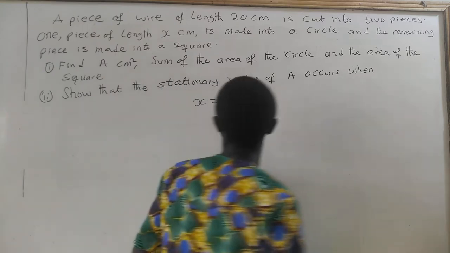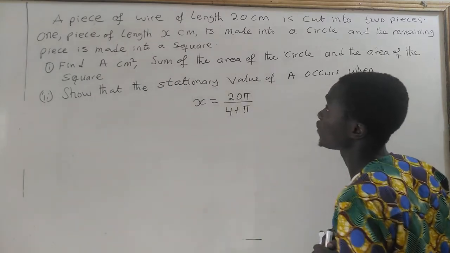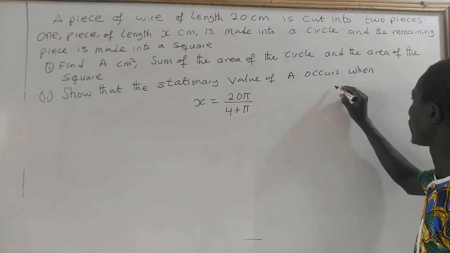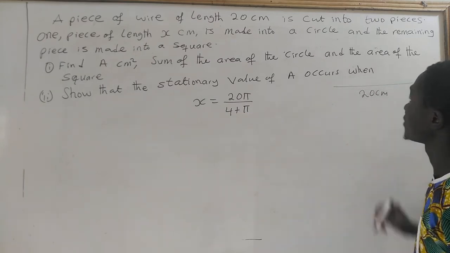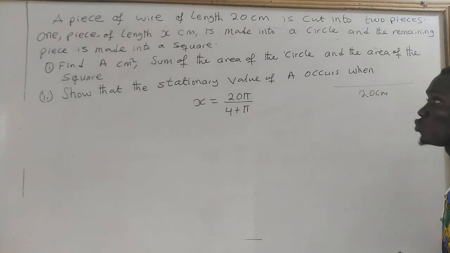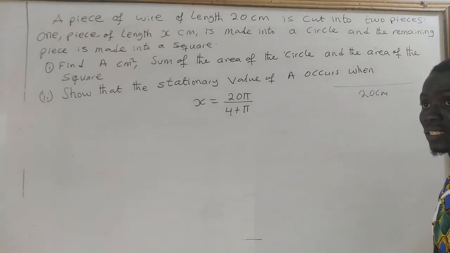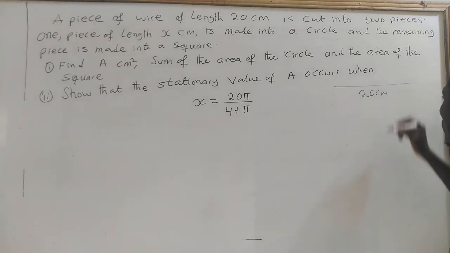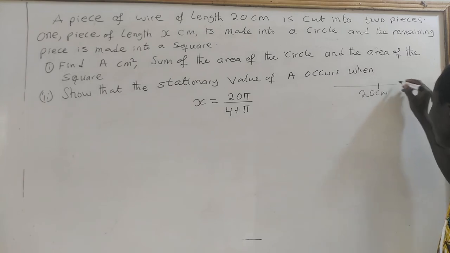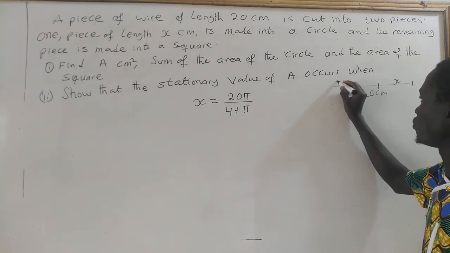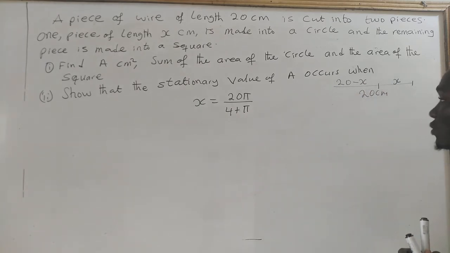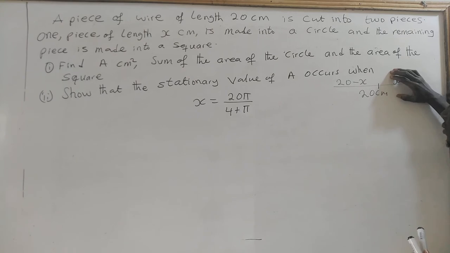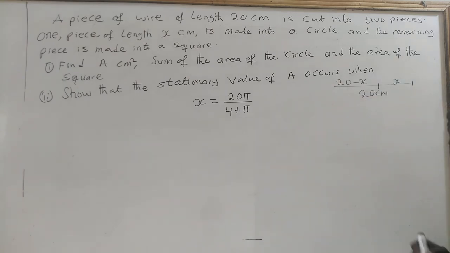Now, let's see. We have a piece of wire. This is our piece of wire of length 20 centimeters, and it has been cut into two pieces which are not of equal size. We don't know, so let's say we've cut here to be x. Then the remaining portion will be 20 minus x. You get this basic idea. Now, we are going to use this to form a circle and this to form a square.